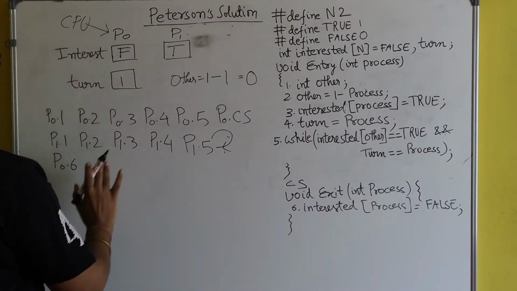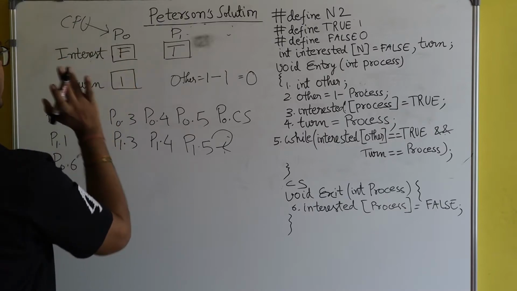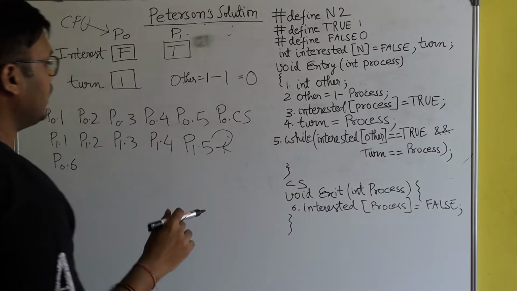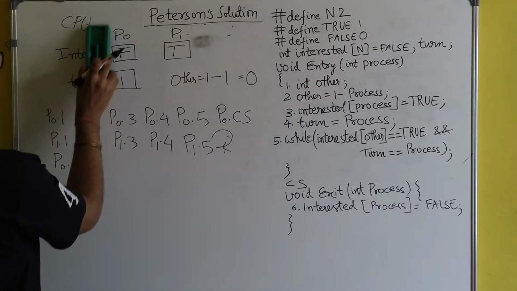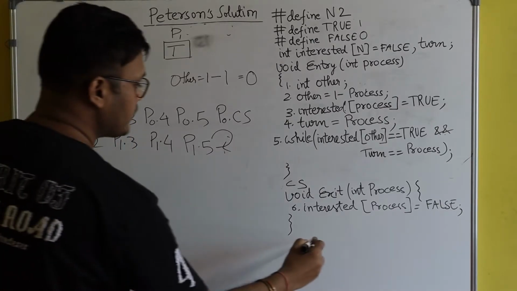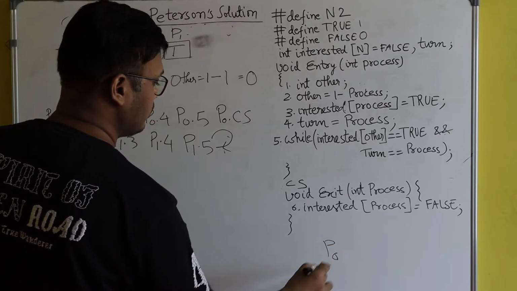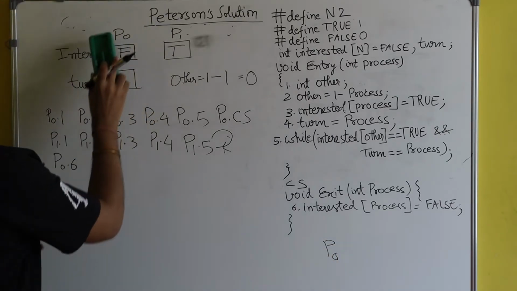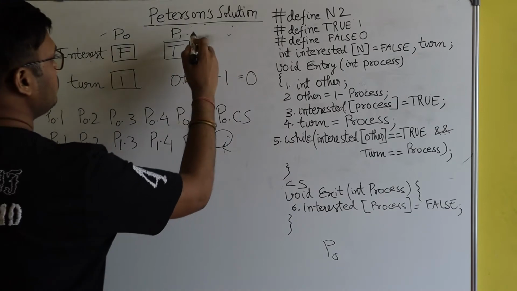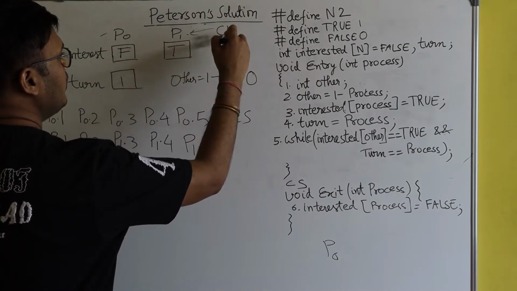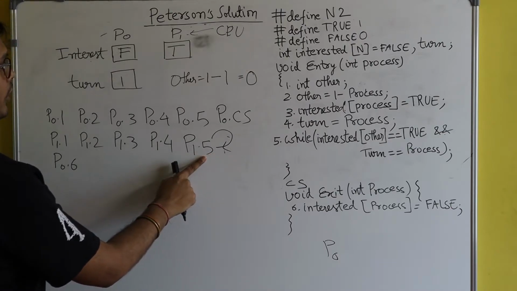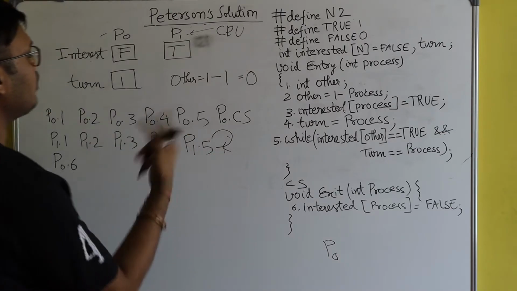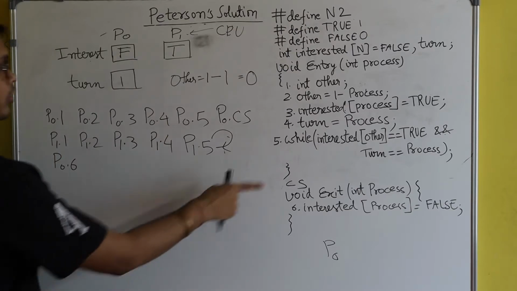Okay. And since interest of P0 has been made false, this time P1 can enter. You see how. Now suppose again CPU is given to process P1. So P0 has come out from the critical section. Okay. So now CPU is given to process P1. Initially P1 was stuck in the while loop. So let's see whether P1 can now enter inside the critical section or not.